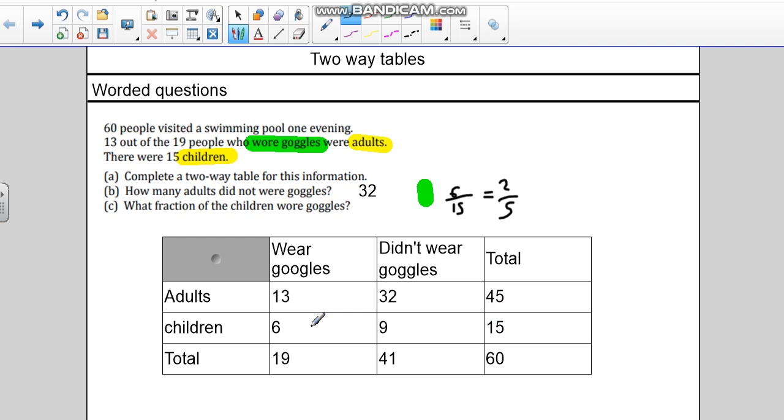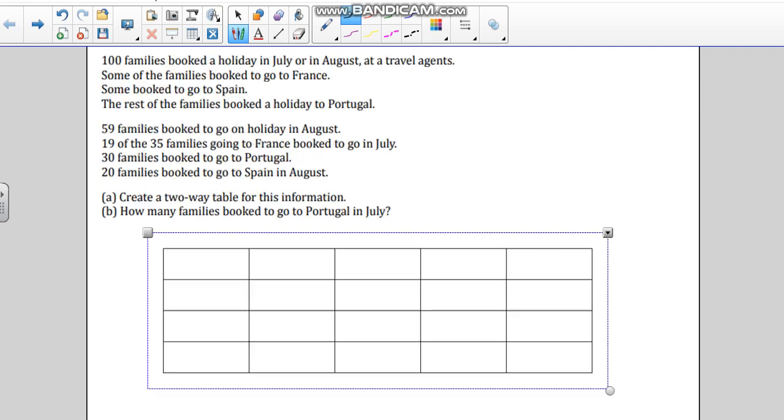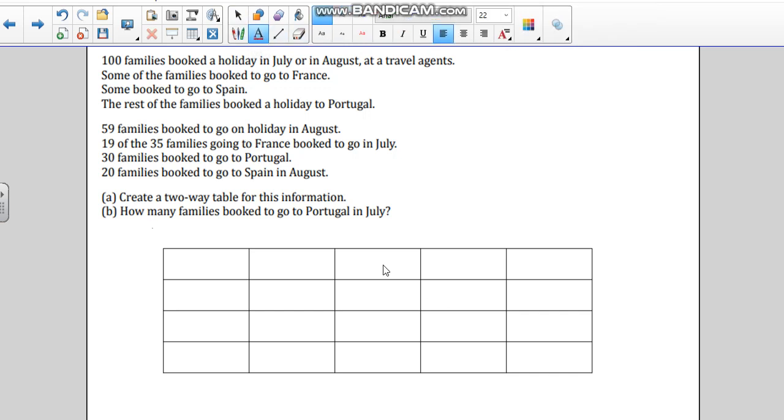Okay, so let's have a look at another one. Now, if you want to, you can press pause and have a go at this one on your own. If not, you will need to get a table drawn here. Now, this time I've gone 5 across and 4 down. Okay, so press pause and just get that in your book. If you would like to have a go on your own, then do that before you press play.